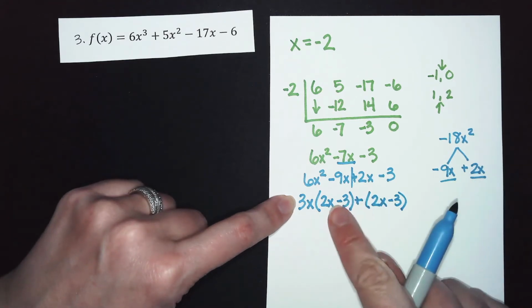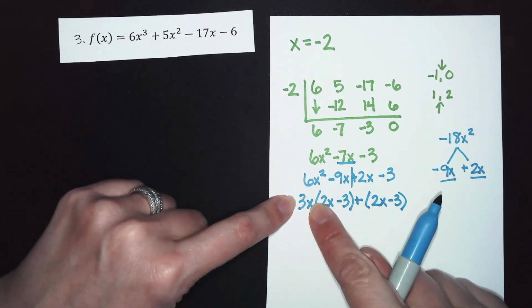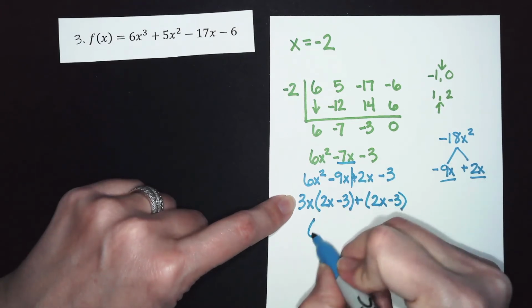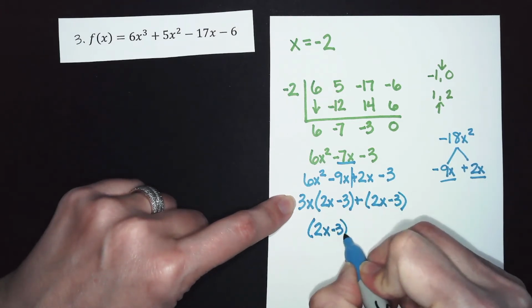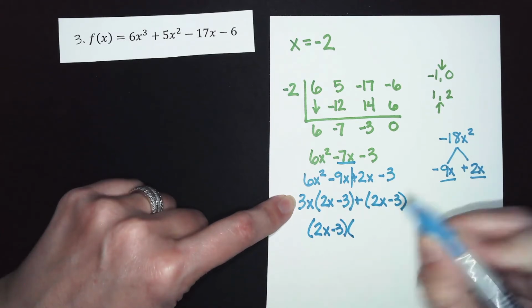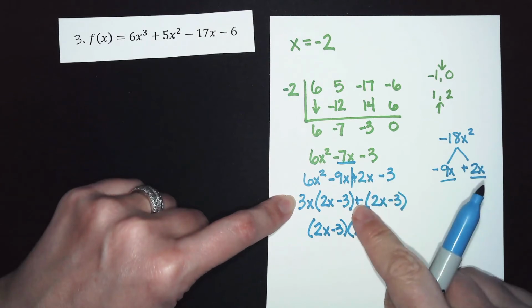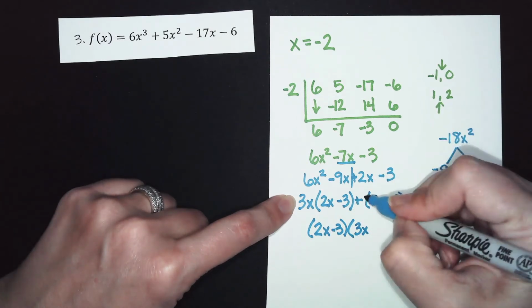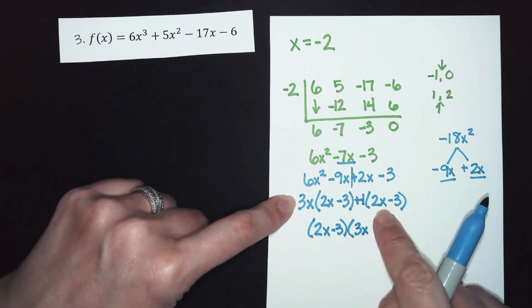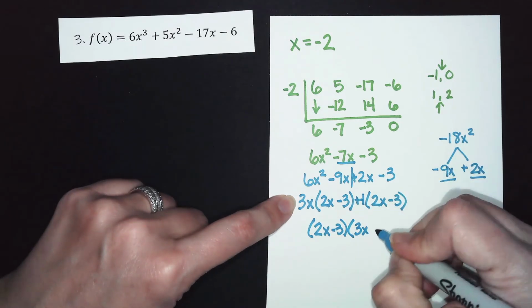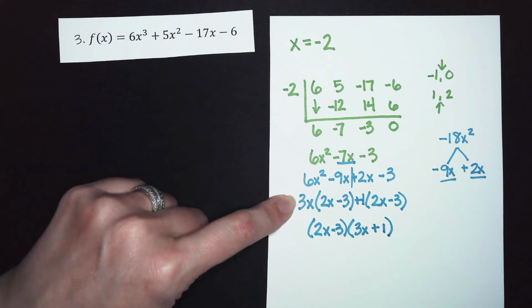All right, so 2x minus 3 is in this whole term here. 2x minus 3 is right here. So I know I can factor out 2x minus 3 out of all of that. And it will leave me with what's left, 3x. Now plus, if you think of it as having a 1 in front, if I divide 2x minus 3 by 2x minus 3, I'm going to get 1. So this will be a plus 1.